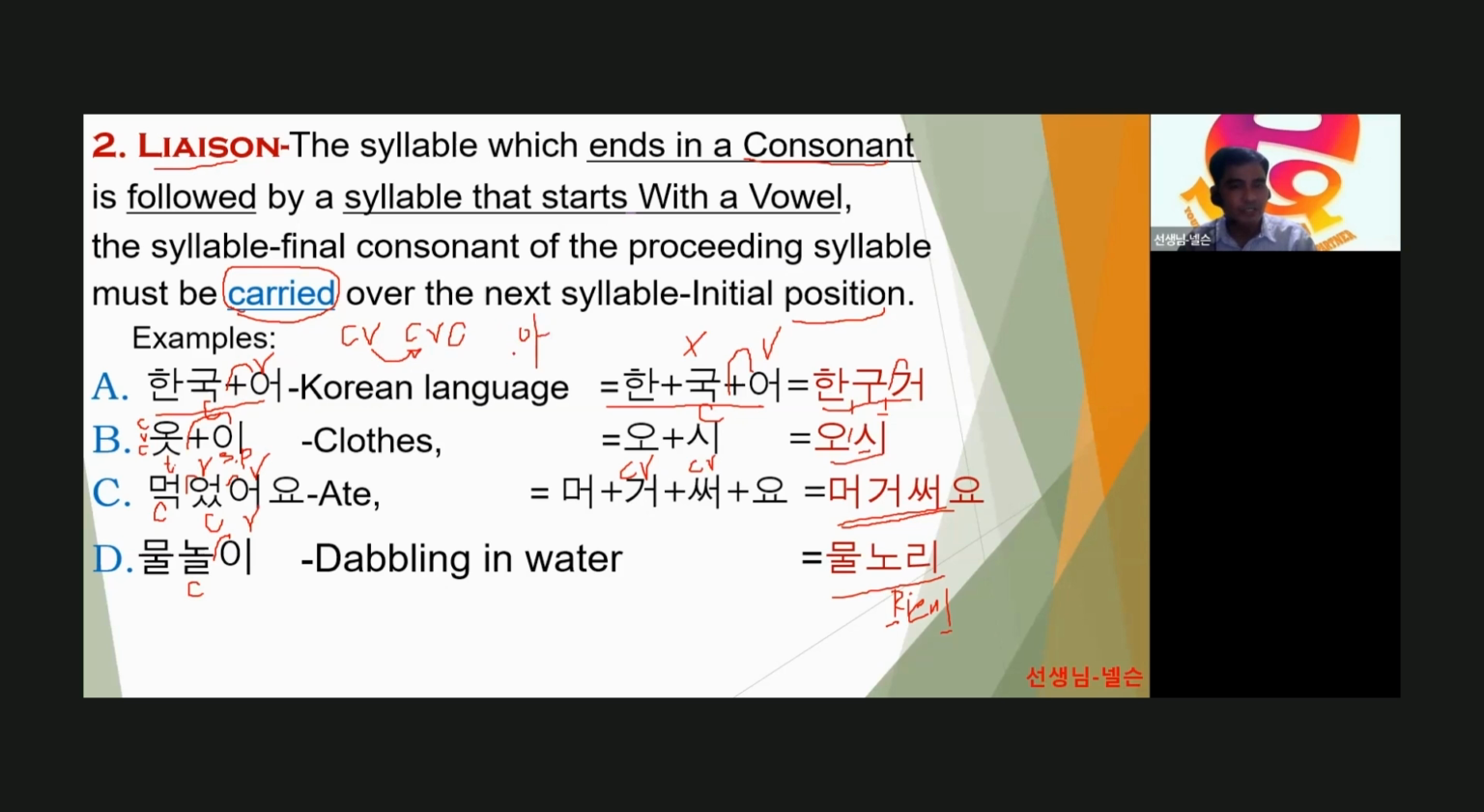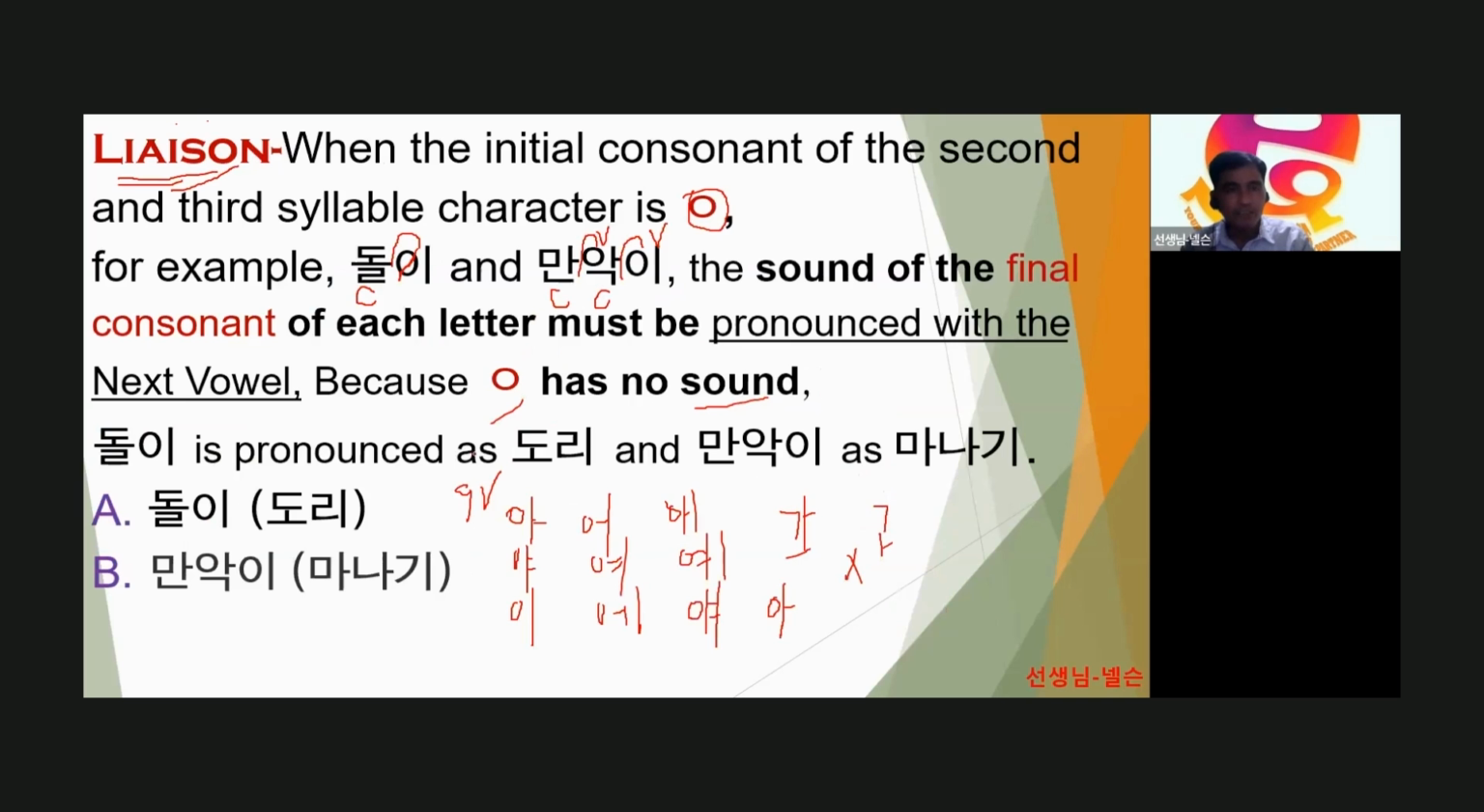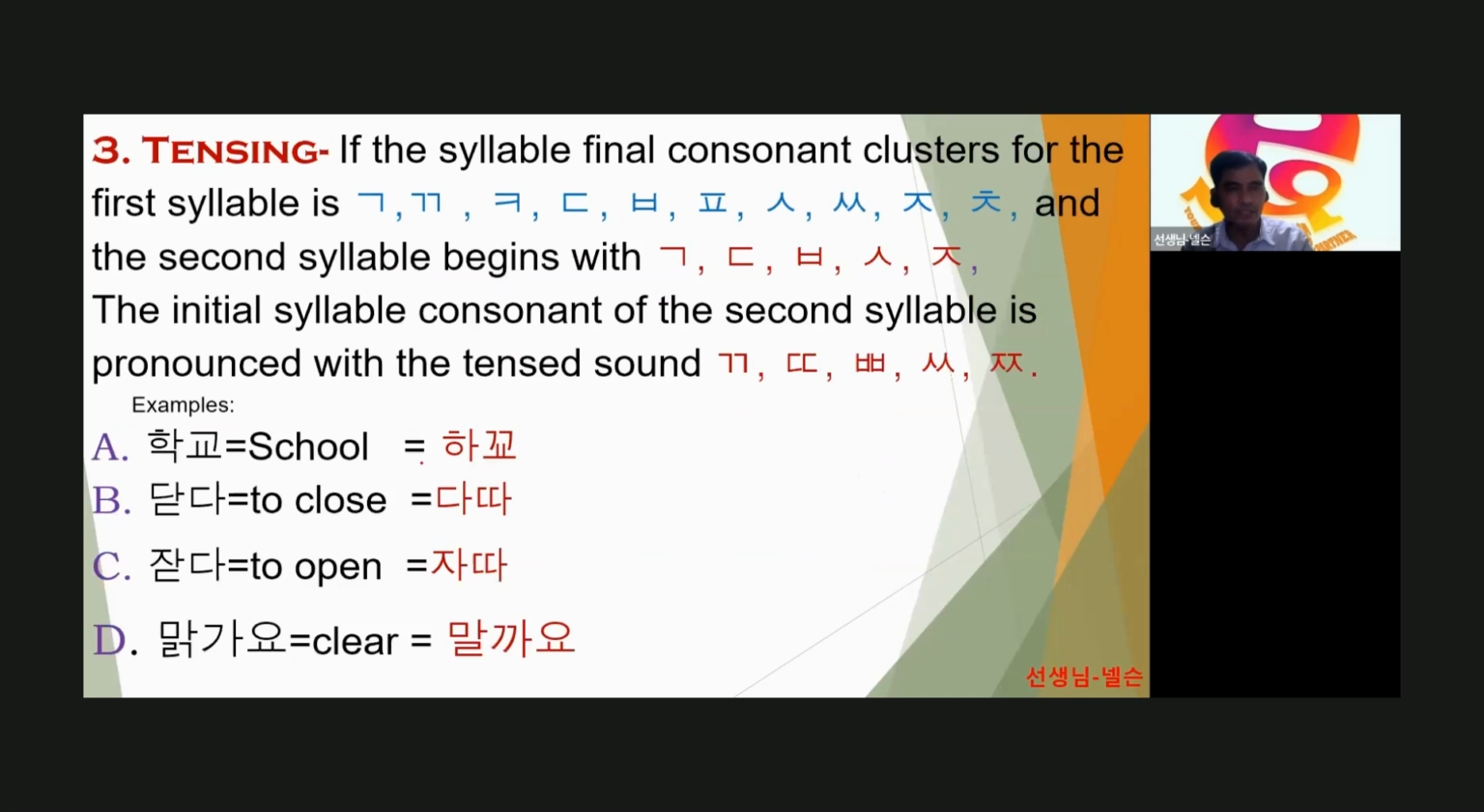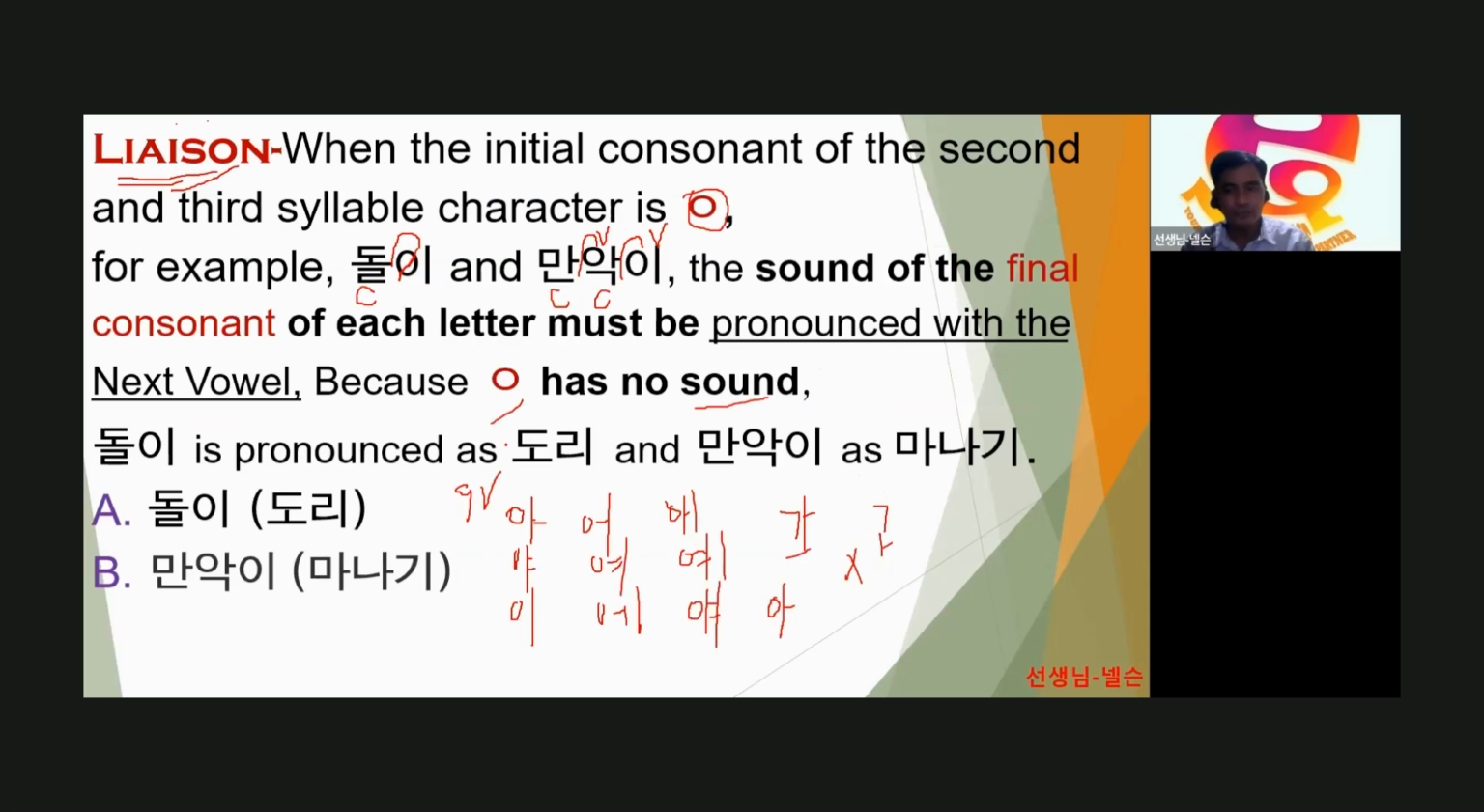Because this character is the initial consonant with no sound and no meaning, then this one is the vowel. So it's still CV. That's the technique. Don't worry, we'll revisit this in our other lessons with examples. I'll have all of you read. Do you have any more questions regarding liaison, guys?